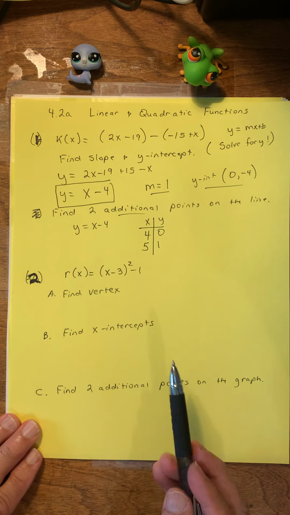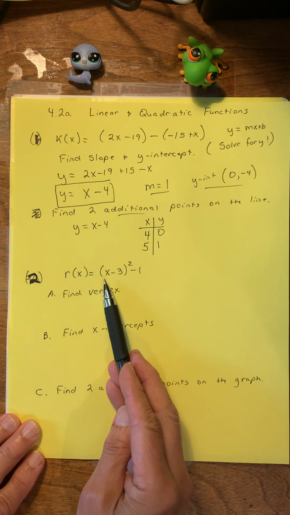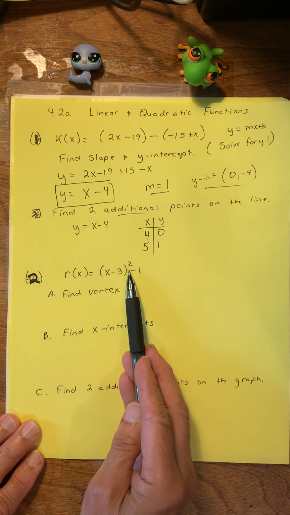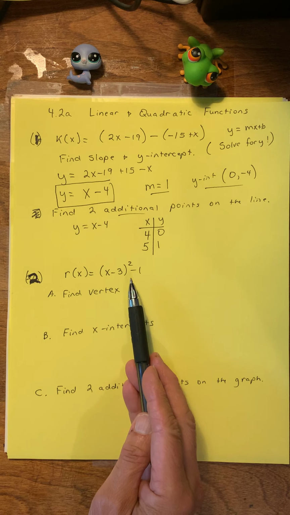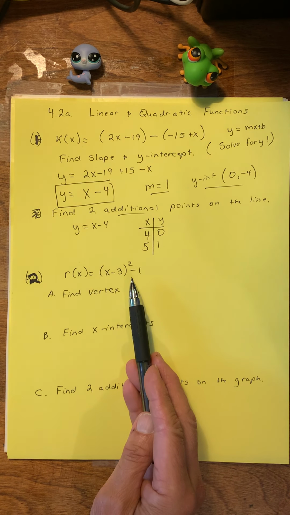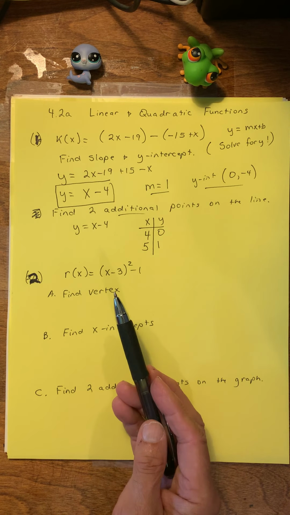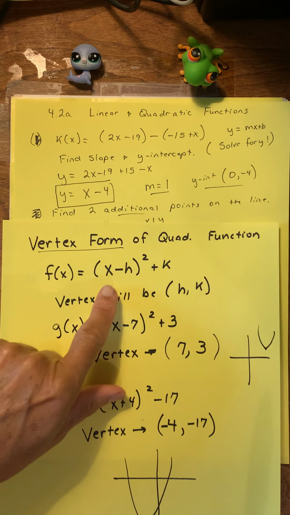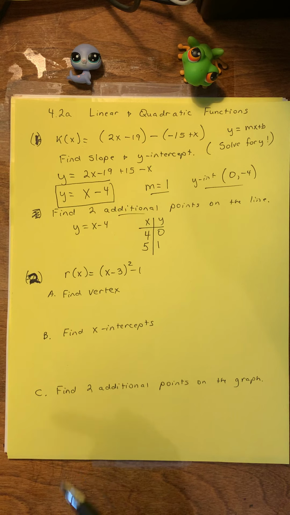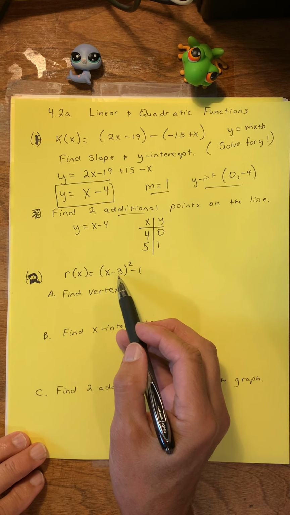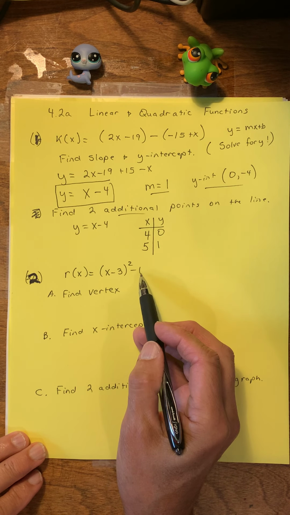All right, look at this guy. R of x equals (x minus 3) in parentheses squared minus 1. Hey, wait a minute. I'm thinking that's the vertex form, the vertex form of my quadratic function.